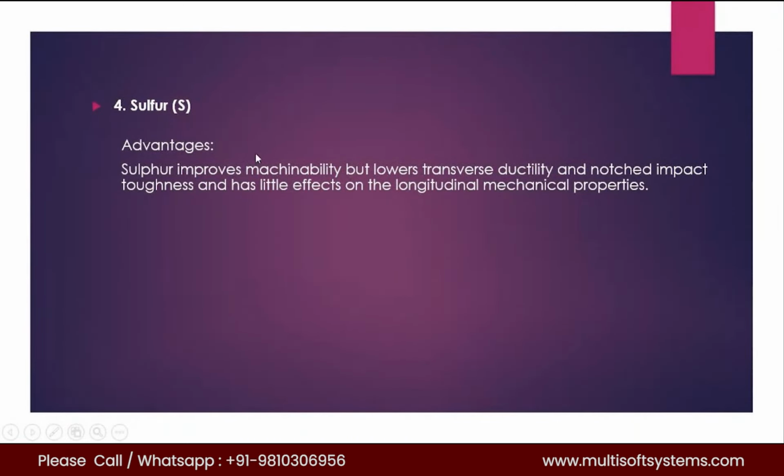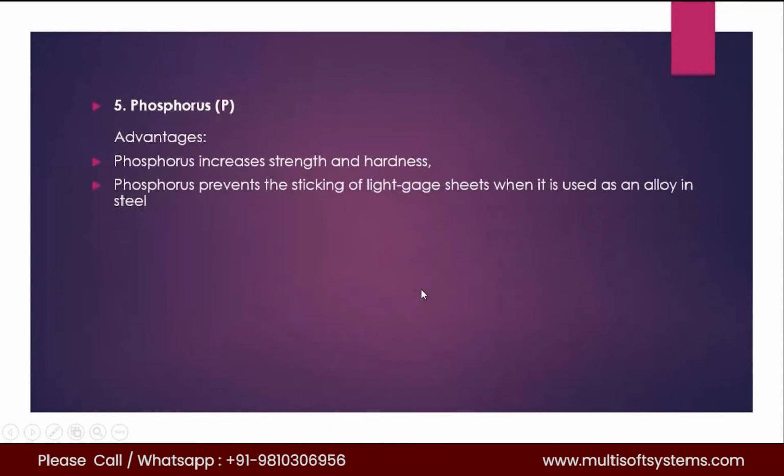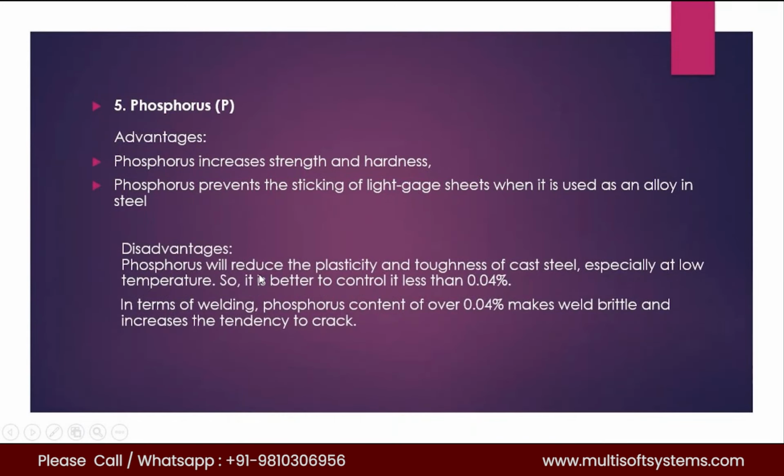Sulfur we also add in our material because it improves the machinability. This also has some disadvantage. If we have more sulfur content, it will create some impurity in the cast steel, and we can maintain a maximum of 0.04 percent sulfur in the material. Likewise, phosphorus increases the strength and hardness of the material. It also has a disadvantage: it reduces the plastic property and the toughness of the cast steel. So this also, 0.04 percent max we can add in our material.